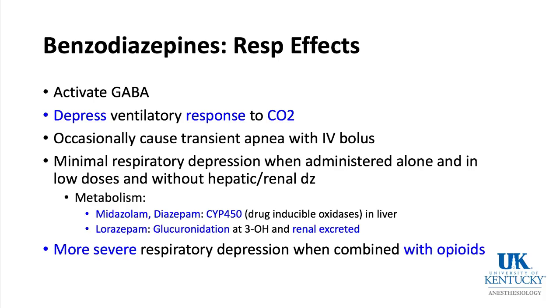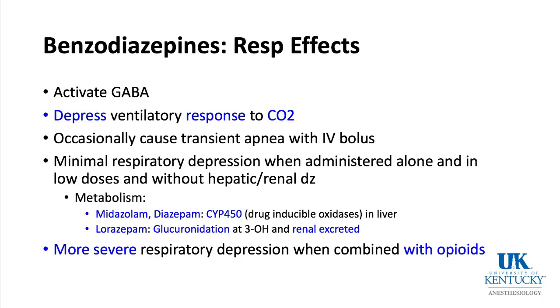Remember, the metabolism of midazolam and diazepam differs from lorazepam. Midazolam and diazepam are phase 1 reaction, CYP system dependent, drug-inducible oxidases, and if a patient was given a drug like an HIV drug that inhibited, or an SSRI that inhibited these oxidases, they, if administered midazolam, would have a greater effect from the midazolam. Lorazepam undergoes phase 2 reaction, glucuronidation. It is adding a sugar molecule to the lorazepam, and it is renally excreted.